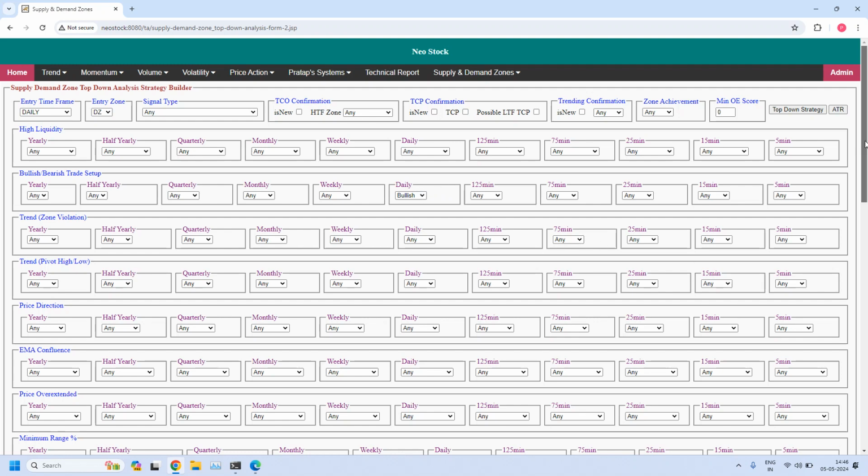The first filter is I don't want pierced zones. If a zone is pierced, there is no meaning in planning a trade in that zone. So I don't want pierced demand zones, because entry zone is a demand zone. Which time frame? Daily time frame, because entry time frame is daily.